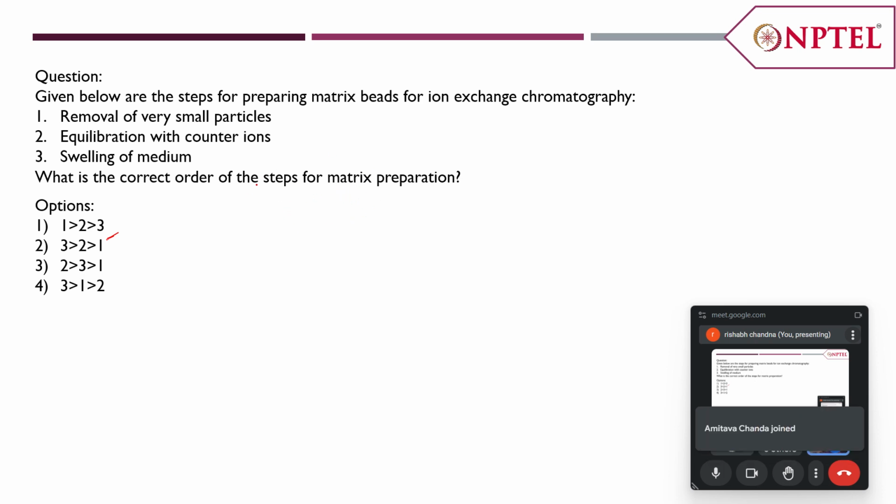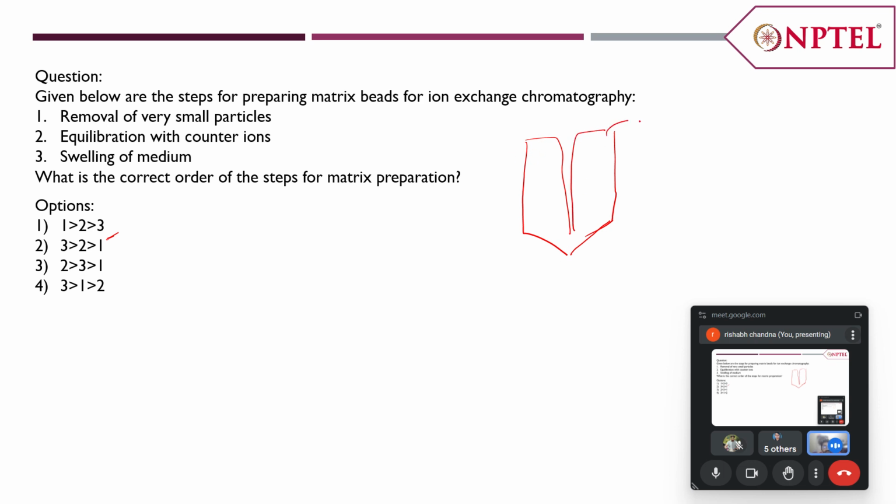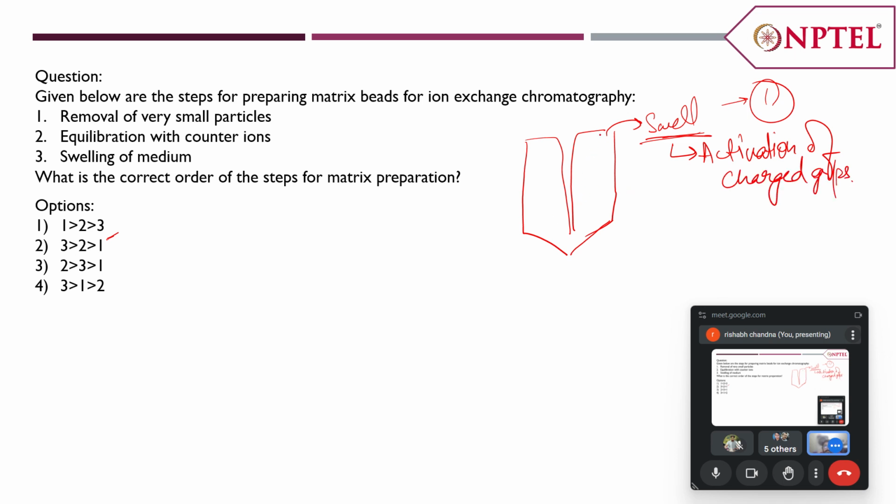So, what generally we do is, for preparing matrix beads, we pack the column with the beads, and then we allow the beads to swell. So this is the first step that basically leads to activation of the charge groups on the beads. Then comes the removal of the small particles. Okay, because there can be some molecules that can go and bind to these particular charge groups that would lead to improper binding. So what we do is removal of very small particles.